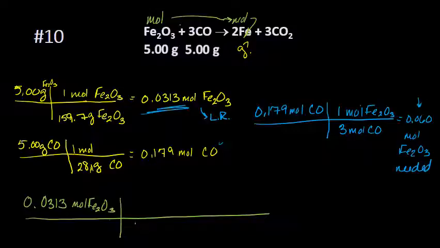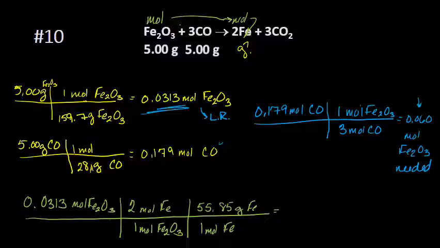And the balanced equation says 1 mole of iron 3 oxide for every 2 moles of iron, and 1 mole of iron has 55.85 grams of iron. All right, so pick up your handy dandy calculator and see what you get. So on this problem, we end up with 3.50 grams of iron produced.